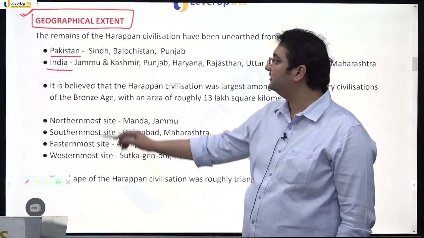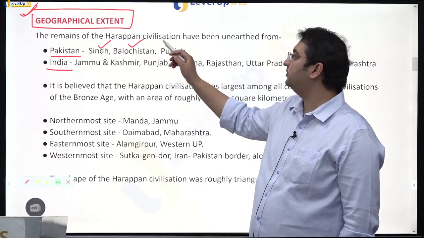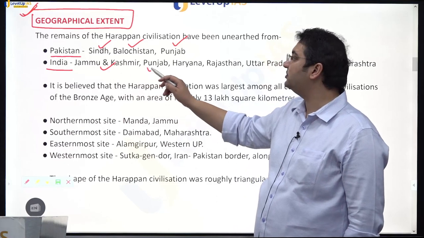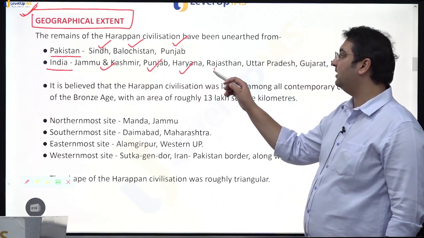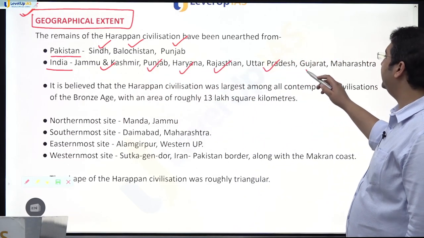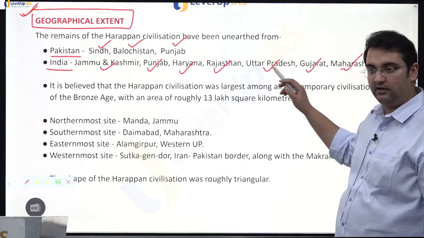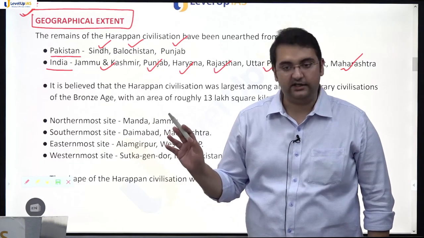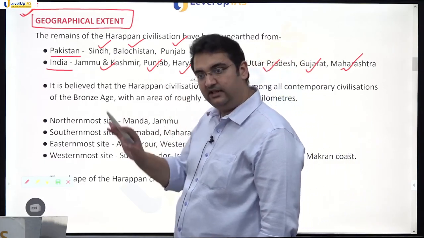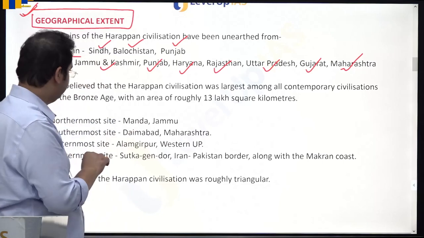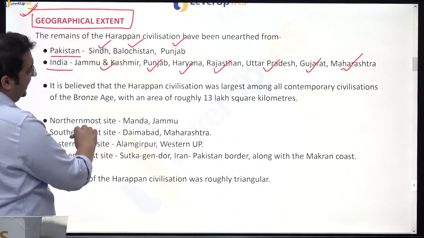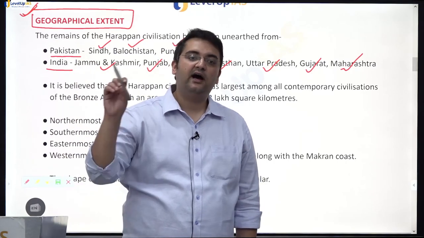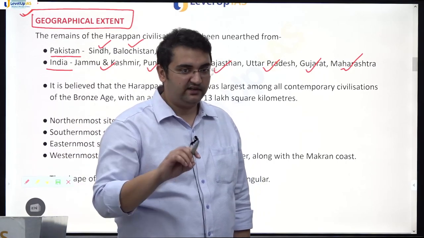Which provinces of Pakistan? Sindh, Balochistan and Punjab. And India mein Jammu and Kashmir, Punjab, Haryana, Rajasthan, Uttar Pradesh, Gujarat, Maharashtra. MP se koi site mila hai? Nahi mila hai, not yet. Theek hai? So MP is the outlier, it is missing over here. It is believed that the Harappan civilization was larger than all the other contemporary Bronze Age civilizations.